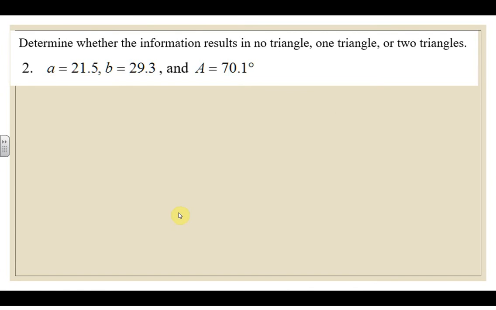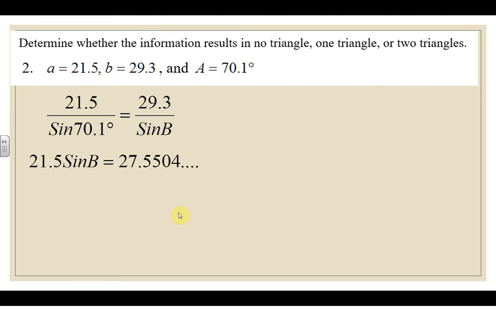All right, let's do another example. Set up your law of sines again. That's me setting up my ratio, and then cross multiplying. Divide, and perform the inverse operation.